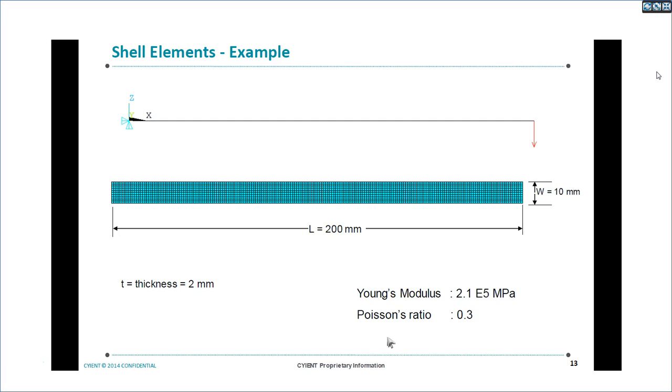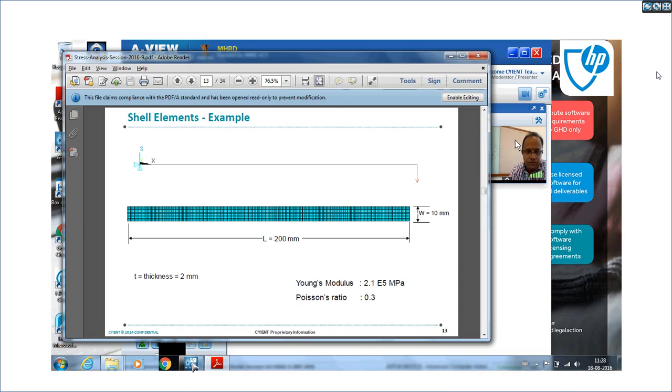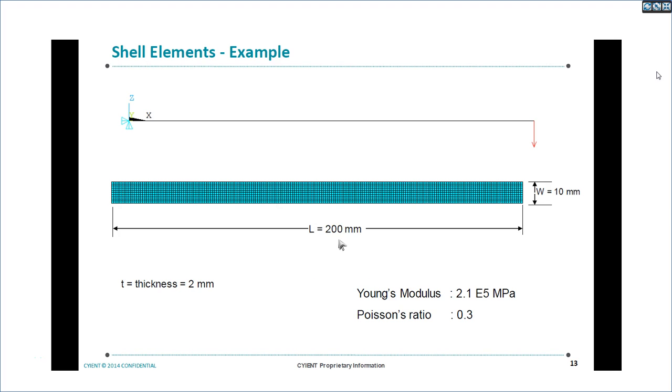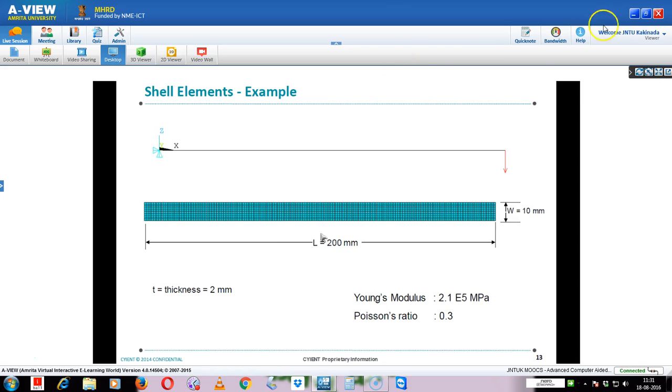Let us closely look into a simple example. Let us take a cantilever subjected to a point load. It has a length of 200 and thickness of 2. Remember the length to thickness ratio should be in the range of 100, and here the ratio of length to thickness is 100. So it meets that condition here.